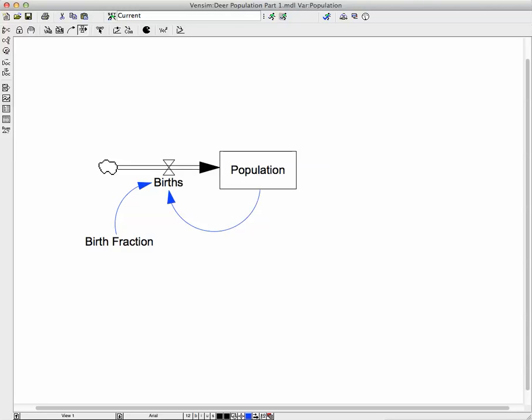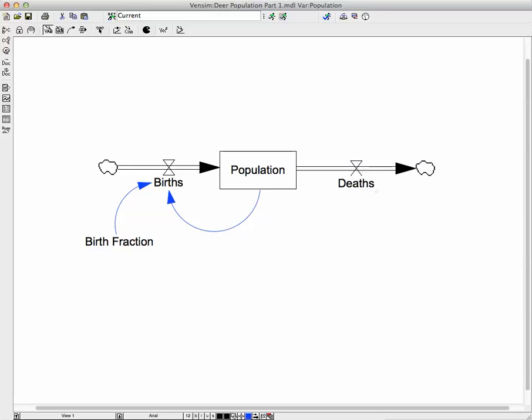populations decrease over time based on deaths. So we're going to click on the rate button here, and we're going to create a flow going out of the population. We're going to call it deaths. So we have births and deaths.